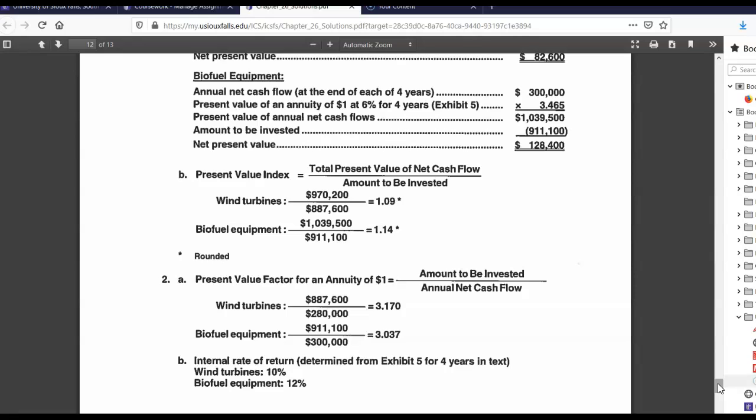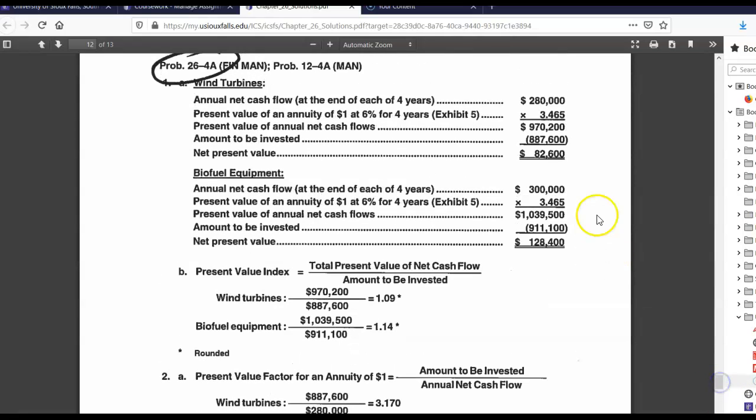But in letter B there, it says index. All the index is you taking the net present value of your cash flows. So like here, the present value of your cash flows, 970,200, divided by what you're putting in there for an investment, your cash, 887,600. So this is just the present value index. The reason I'm making a big deal about it is I want you to see that this is different than that. Okay, so just keep that in mind, nothing to worry about.